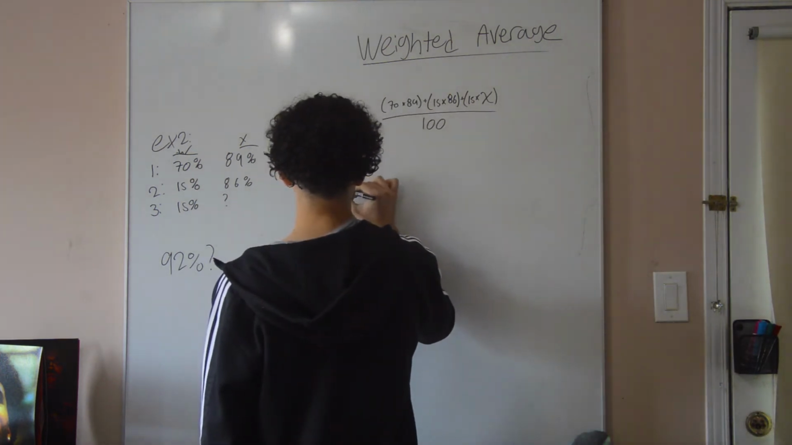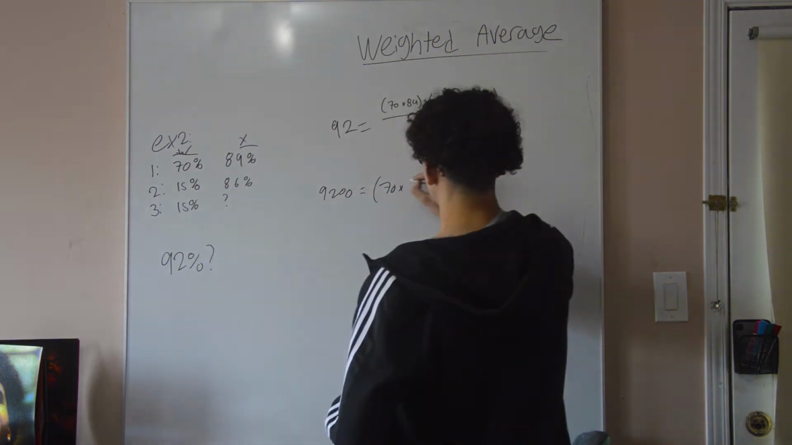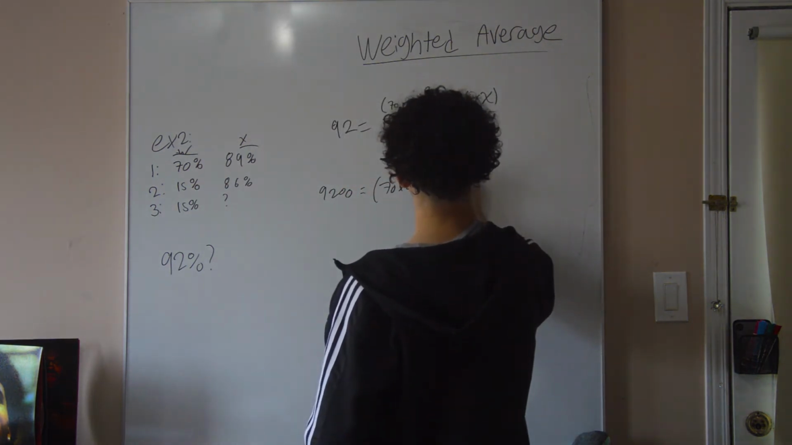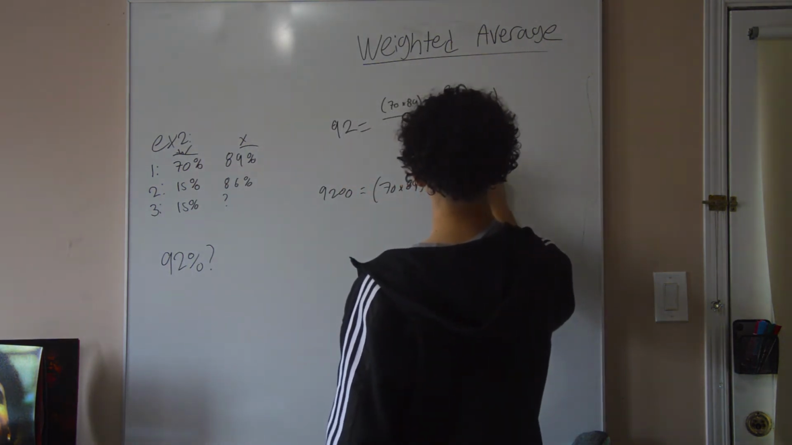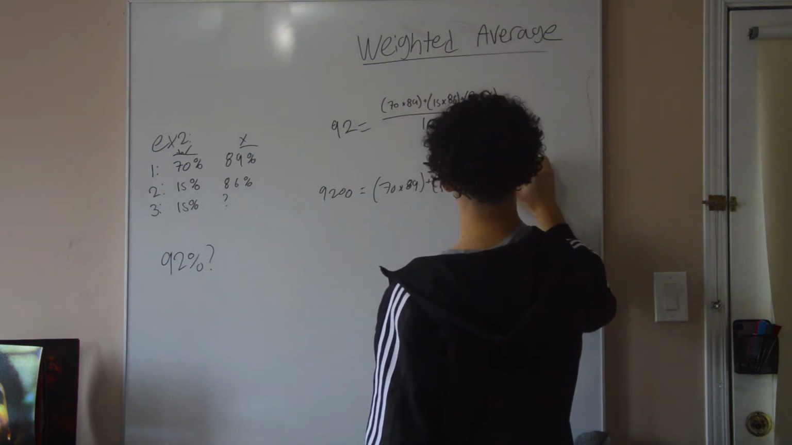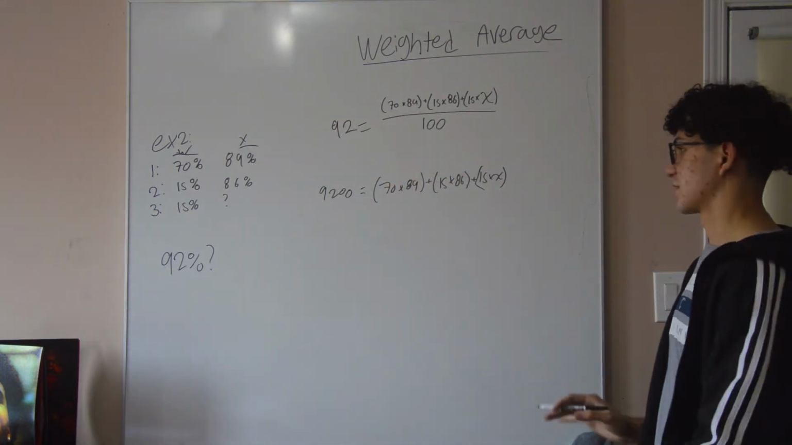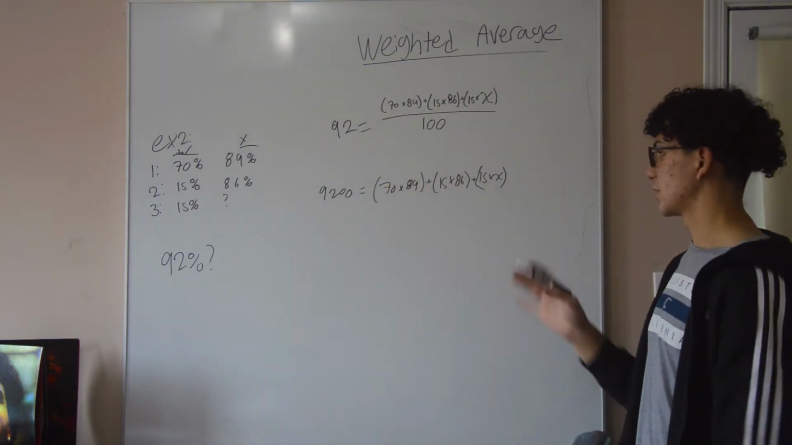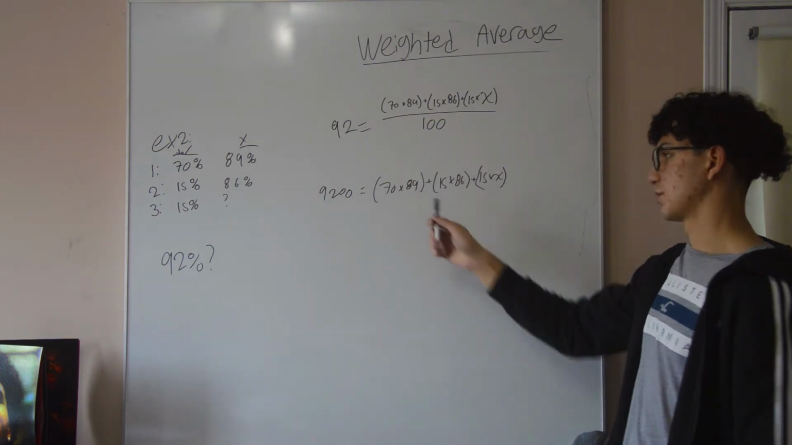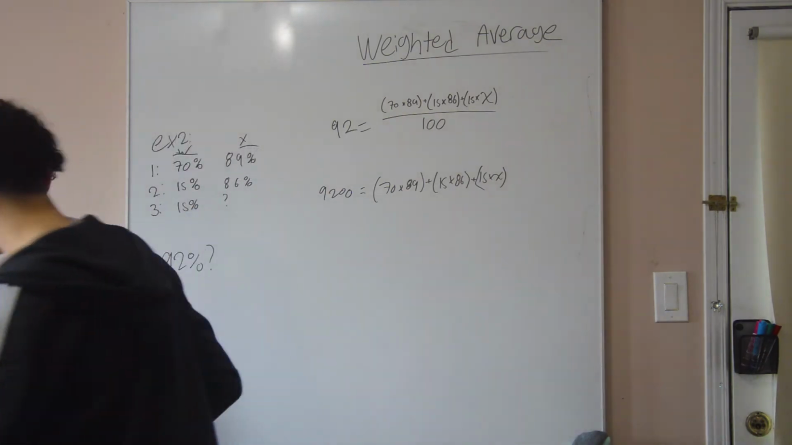So we get 9200 is equal to 70 times 89 plus 15 times 86 plus 15 times x. Sorry, it's a little messy. That's just because I'm rushing. I don't want to make this video too long, but let's just keep going. From here, we simply subtract these two values, and I'm just going to skip right ahead and do that.